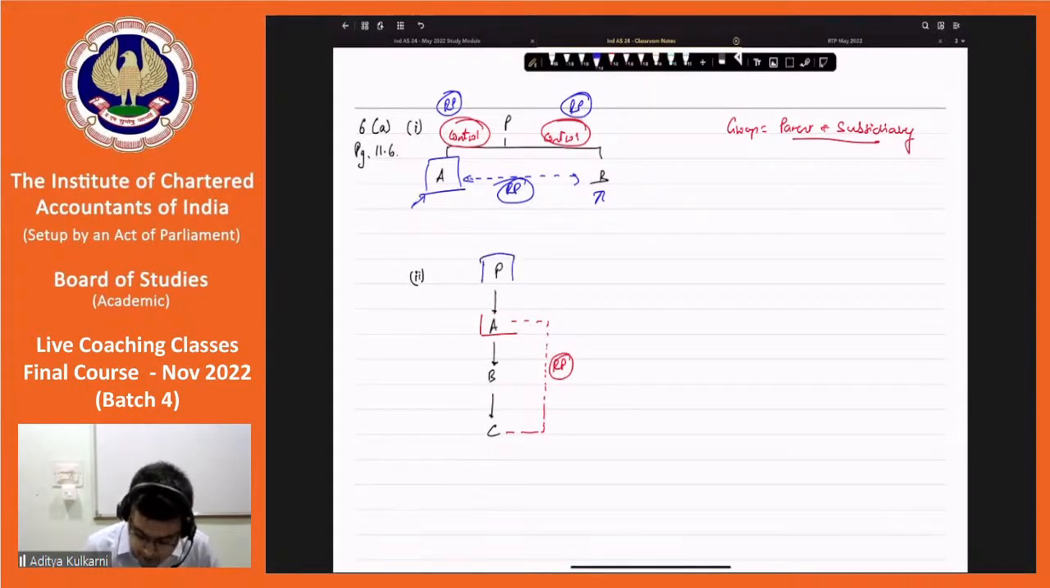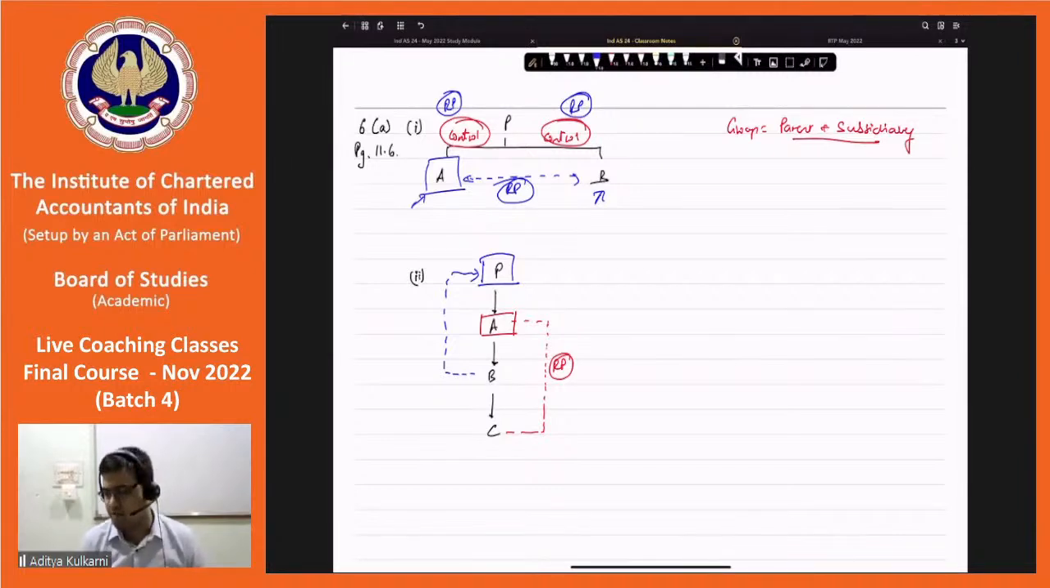Suppose you are preparing P's financials. Is B a related party of P? Give your answer. Is B a related party of P? What do you think? Srinidhi, tell me the answer.